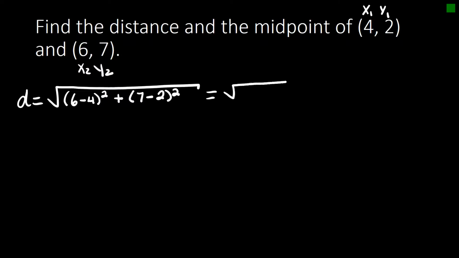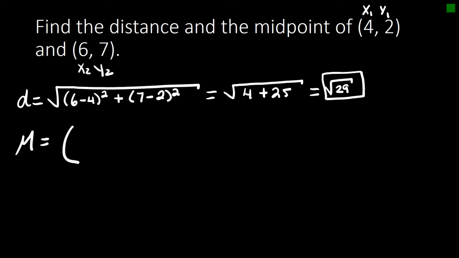So this becomes 6 minus 4 is 2, 2 squared is 4, 7 minus 2 is 5, 5 squared is 25, and 25 plus 4 is 29. So the square root of 29 is the distance between those 2 points.